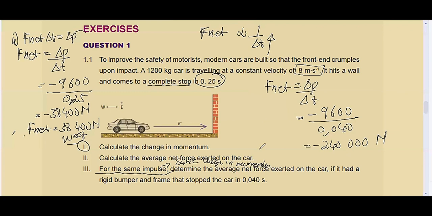So always with our crumple zone, we want to increase the time, but we'll understand that as we continue solving these questions, right? So that means our F net is 240,000 newtons, and it's going in the west direction. So that's all that you needed to do for that. Let's proceed.